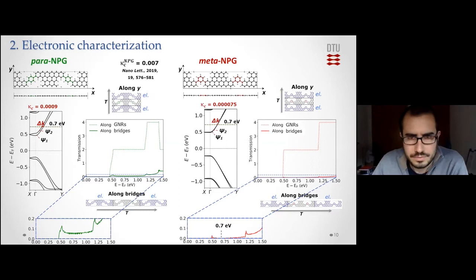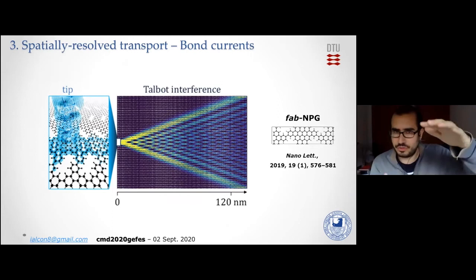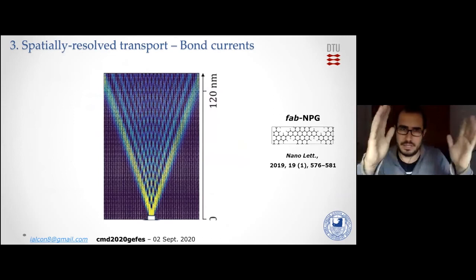Okay, so these were really promising results, but the final test that we had to do was to go into the larger scale and see what happened with the bond currents in the same way that was done before for the fabricated nanoporous graphene. So now essentially I will show the results that they did before for the fabricated one, but in this kind of position. So it's standard, just so you don't get confused.